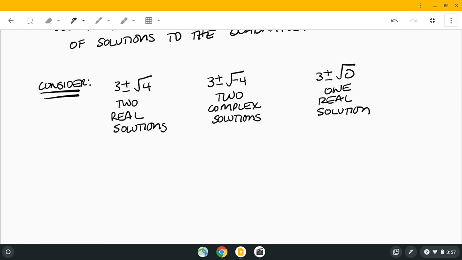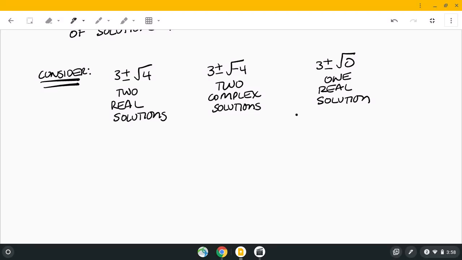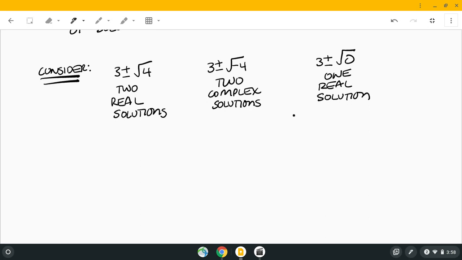So we're going to list the rules here about what happens when your discriminant is positive, when your discriminant is negative, and when your discriminant is 0. Hopefully you'll have this visual here to help you think it through if you decide not to memorize the rules.